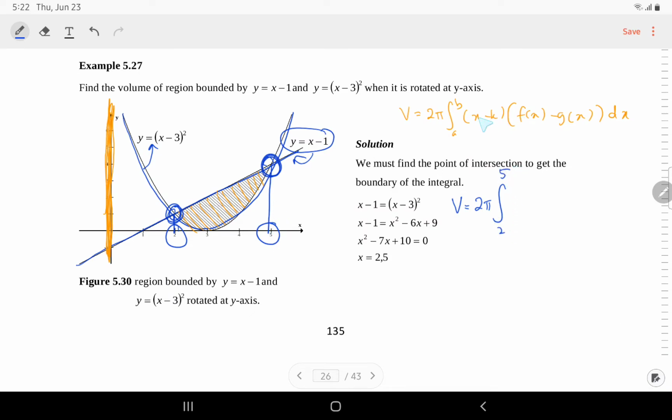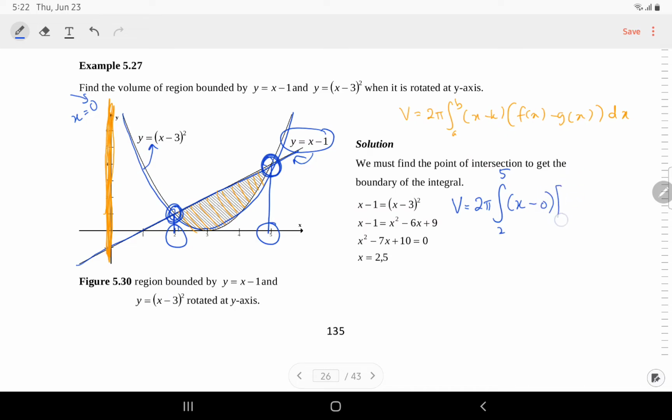Okay. And then x minus k. K kita kat mana? Okay, k adalah axis of revolution. So dekat sini axis kita. Okay, dekat y-axis apa equation dia? Equation dia x equal 0. So our k is 0.